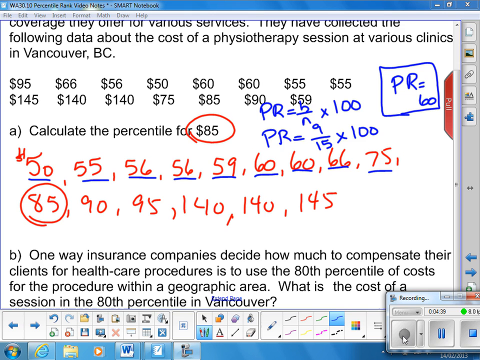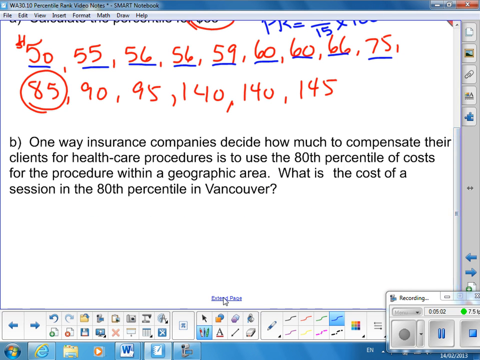One way insurance companies decide how much to compensate their clients for health care procedures is to use the 80th percentile of costs for the procedure within the geographic area. So they look at the charges of physiotherapy clinics around the Vancouver area, and they use the one that is the 80th percentile, and that's the amount that they will pay for those fees in that area. If you choose to go to one more expensive, then you have to pay the difference. So I want to look for the 80th percentile.